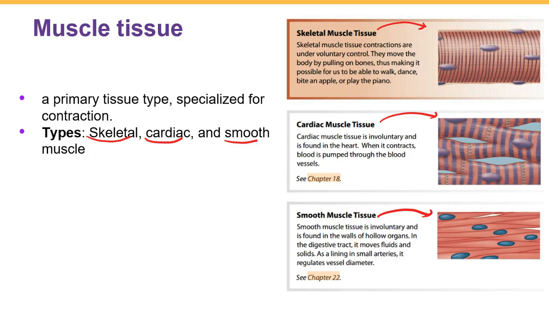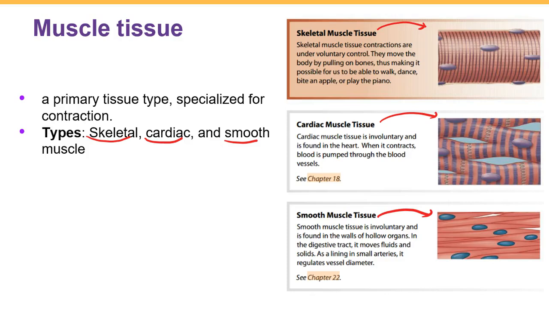Cardiac muscle tissue is only going to be found in the heart wall and it's going to be controlled involuntarily, and it's going to contract and pump the blood out of the heart. And the smooth muscle tissue, which is also involuntary, would be found in the wall of internal organs, like the wall of the small intestine, the wall of the stomach, and the wall of the bladder.